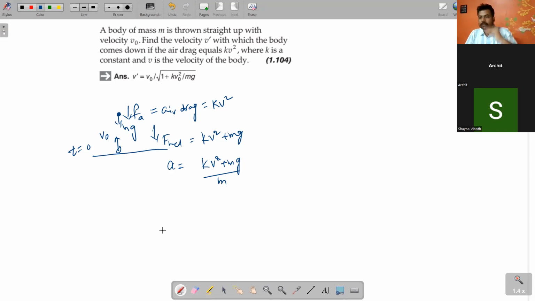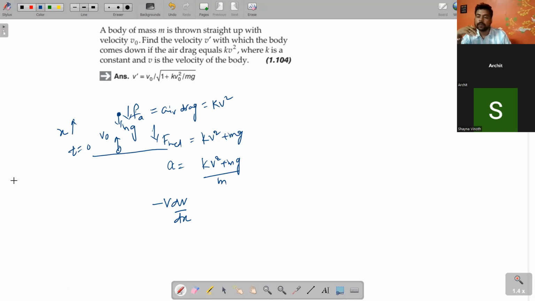But acceleration is decreasing velocity. So this can be written as minus v dv by dx. Dx means x is the displacement along the y-axis. A equal to dv by dt or v dv by dx, right? That's how we write. And why did I apply the negative sign? Because velocity keeps on decreasing while going up.